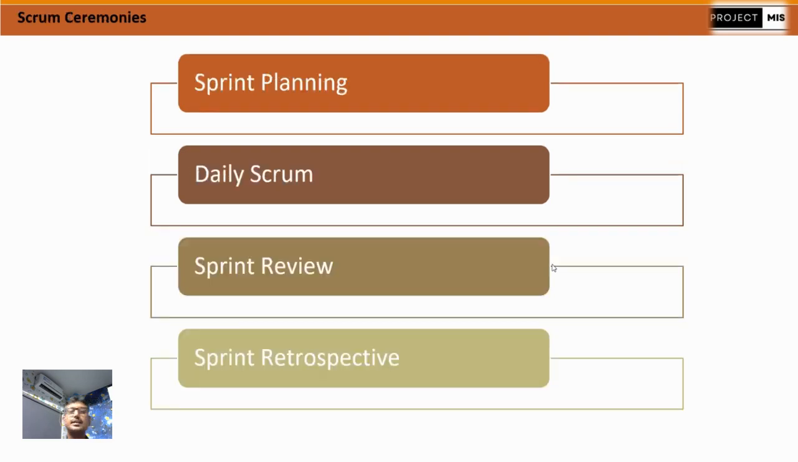So for Scrum framework, there are four Scrum ceremonies we perform, starting from sprint planning, which we do before we start the sprint. During the sprint, we do daily Scrum on a daily basis, and when the sprint gets over, we do sprint review, and after that, we perform sprint retrospective. So these are the four ceremonies. We'll be going through each one of these one by one to learn a little detail about all these ceremonies.